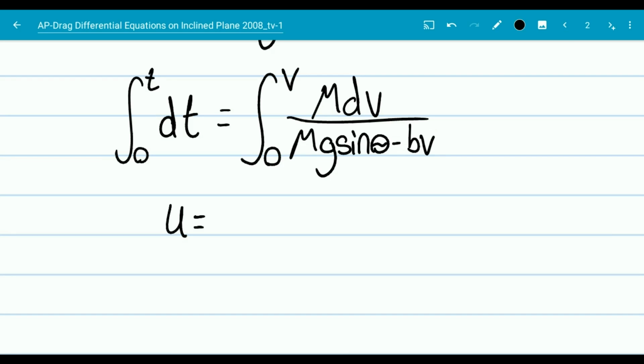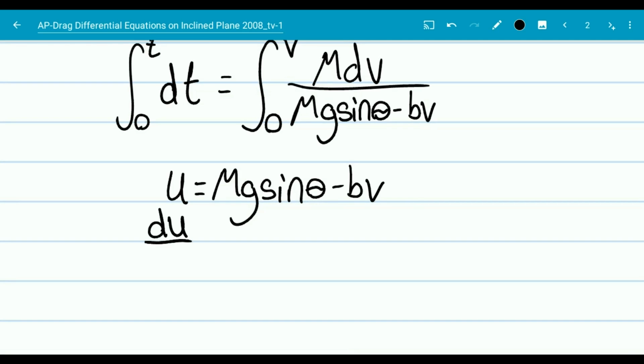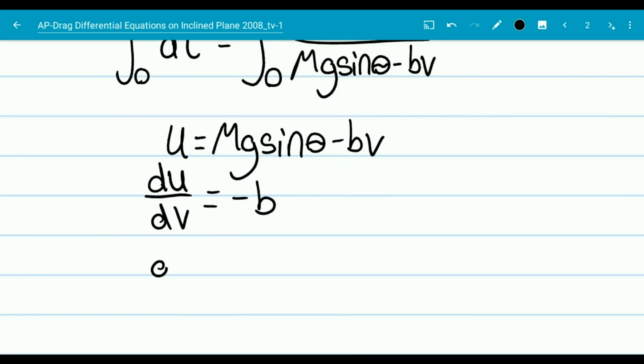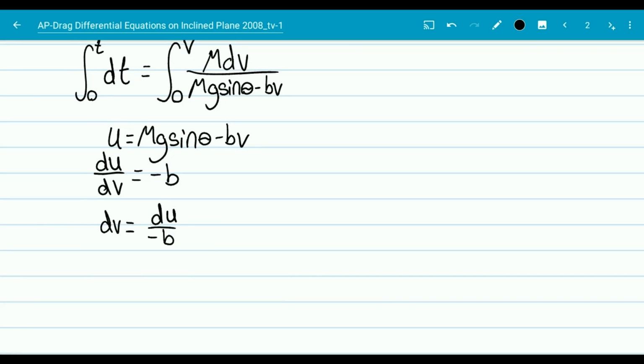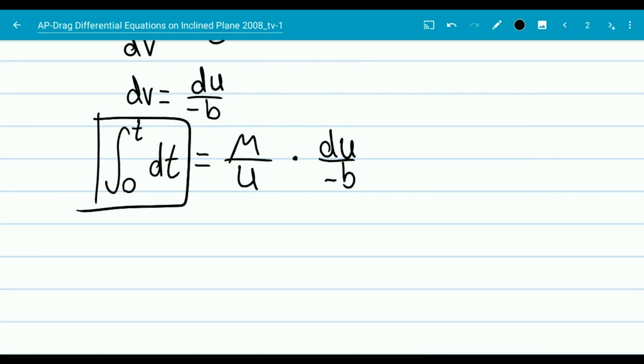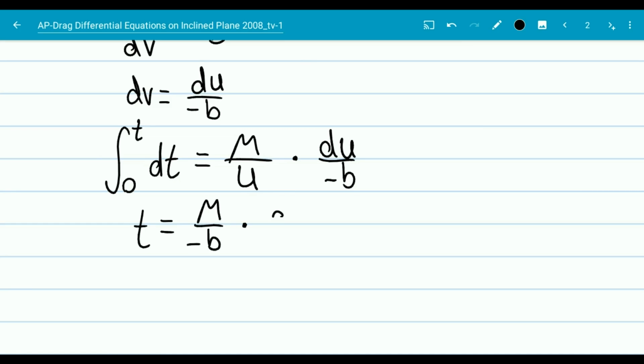And so what we're going to do is call u equal to mg sine theta minus bv. And if we take the derivative of u with respect to v, we're just going to get negative b. And so we can rearrange this to solve for dv, and we get dv equals du over negative b. And so when we go back to our equation above, from 0 to t, dt is going to be equal to m over u, because we replaced that with u, times du over negative b. Let's rearrange this a bit, and simply integrate the left side and say t equals m over negative b times the integral of du over u, from 0 to v.